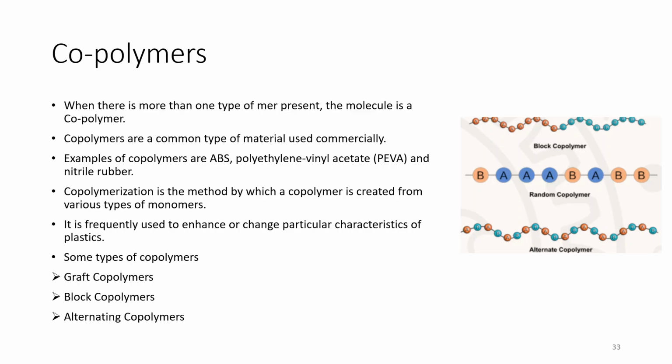Then you have copolymers. So when there is more than one type of mer present, the molecule is a copolymer. The copolymers are a common type of material used commercially. Some of the examples are ABS, polyethylene vinyl acetate, nitrile rubber, etc. And these are created with various types of monomers, and it is frequently used to enhance or change particular characteristics of plastic. Some types of copolymers include graft copolymers, block copolymers, and alternating copolymers.